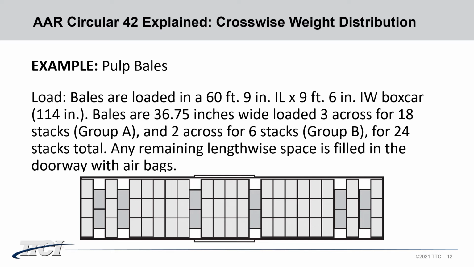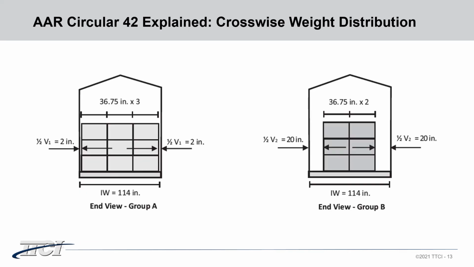The 18-inch rule was designed to prevent a boxcar from rolling over from a lateral weight imbalance, assuming that the entire load shifted to one sidewall, leaving the entire remaining unfilled lengthwise space at the opposite sidewall. Here's what these stacks look like from the end. Group A has 3 stacks across, while Group B has only 2 stacks across.